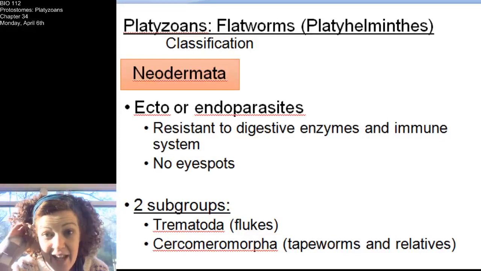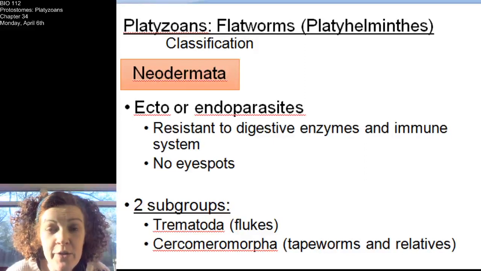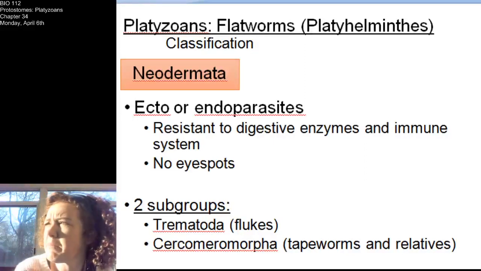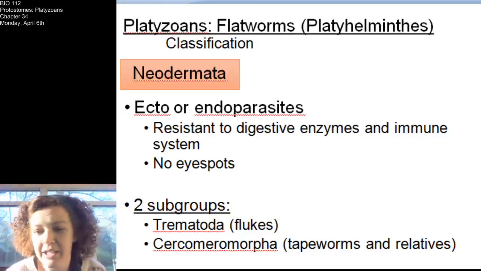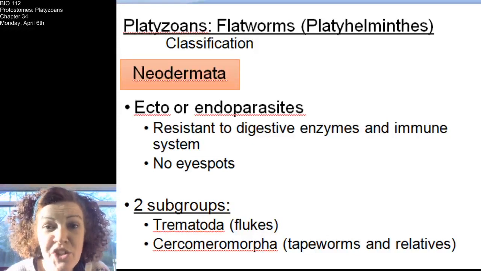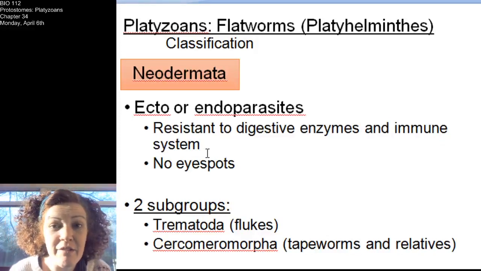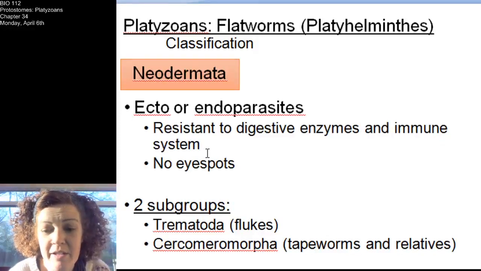And they have certain adaptations to fly under the radar of the host immune system, and to not be digested by the host. So they have special adaptations, and I'll talk a little bit more about this as we go on. But the main thing is, especially with the Schistosomes, they use the host's own antibodies to fly under the radar of the host immune system.